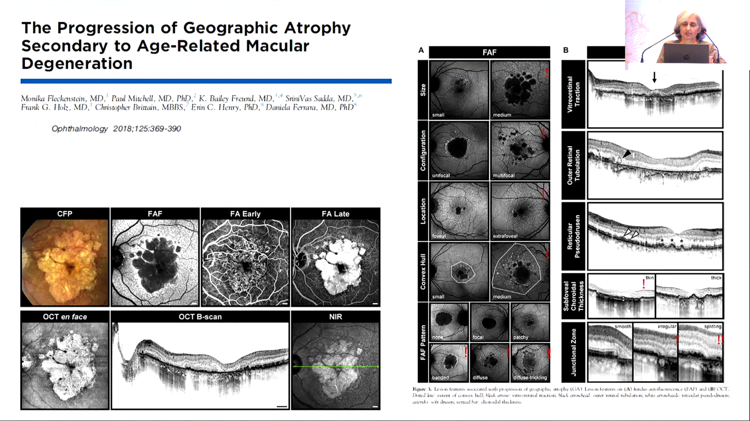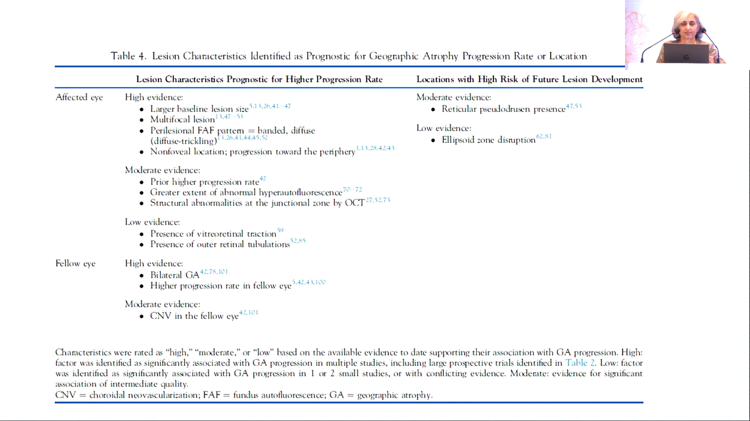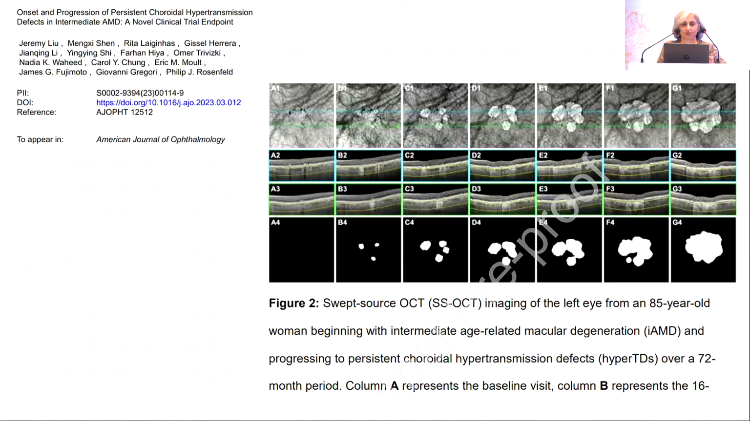Various risk factors are at high risk for atrophy. You have multiple areas of autofluorescence abnormalities; multifocal, extrafoveal is more at risk of progressing. And then you have patches like diffuse, banded, and diffuse trickling patches of hyperautofluorescence, which can cause a high risk of progression. In addition, thin choroid can also cause progression. And these are the various risk factors which are well known to cause progression of GA.